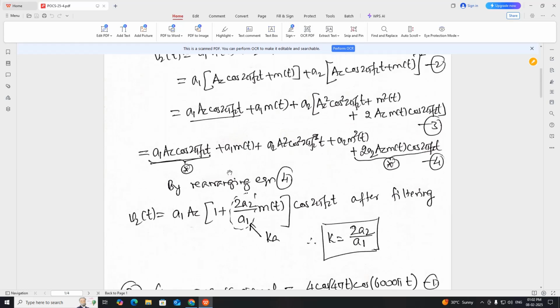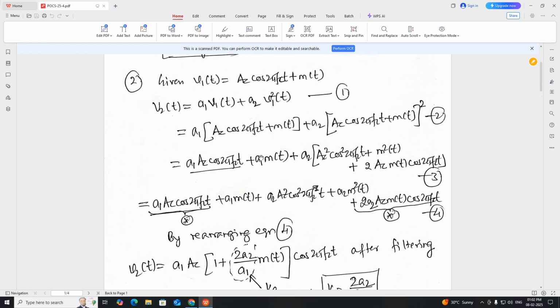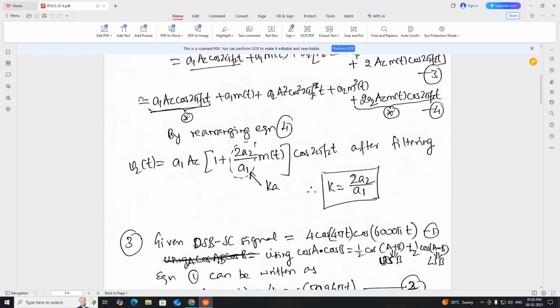Now we will try to recognize the equation for AM. If you expand the AM equation, it becomes Ac cos 2πfc t, the carrier term, and then Ac Ka m(t) cos 2πfc t. So in this expression we have a carrier Ac cos 2πfc t, and of course A1 is a constant. Then look at this term, Ac m(t) cos 2πfc t. It is a multiplication of the message signal and a carrier, so this is a double sideband suppressed carrier term, and 2A2 Ac is the constant.